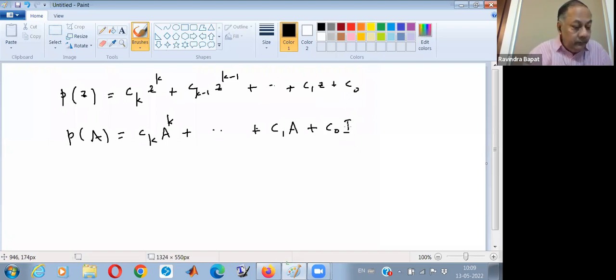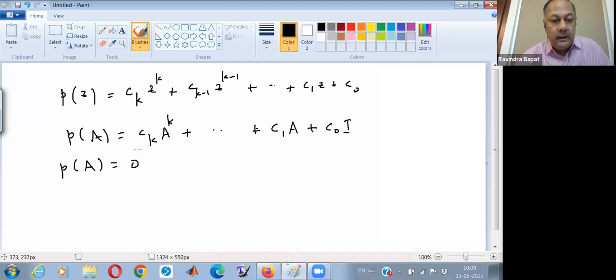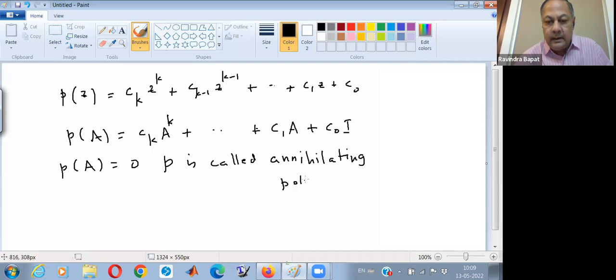And there's a theory of matrix polynomials also. We will not go into that. But if P(A) is 0, we will be interested in polynomials such that P(A) is 0. And then P is called an annihilating polynomial. And this is the starting point of Frobenius theory of minimal polynomials and so on. So this is an annihilating polynomial.